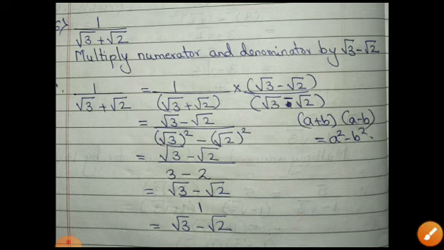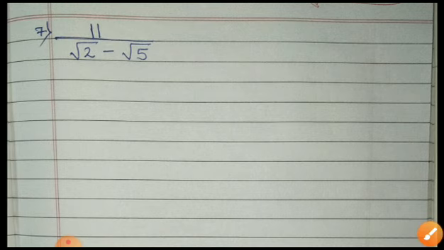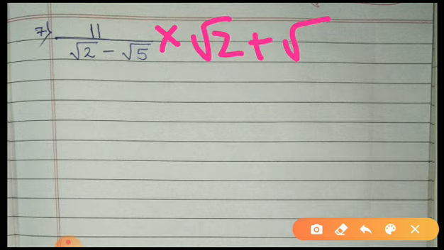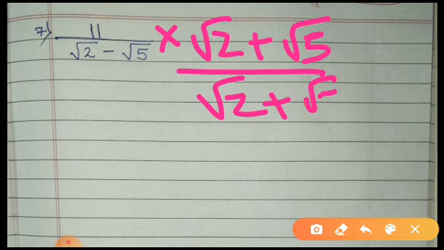Clear? Next, on the same type, now you have to tell what should be the steps. What should be my next step? It's a binomial, so it should be multiplied with what? It will be root 2 plus root 5. Again root 2 plus root 5.